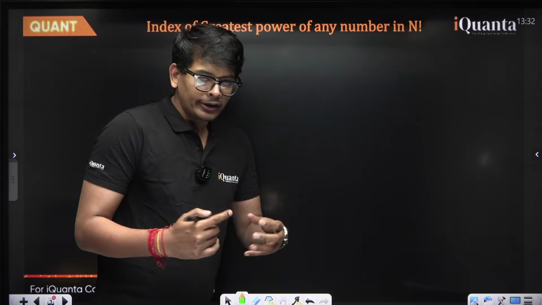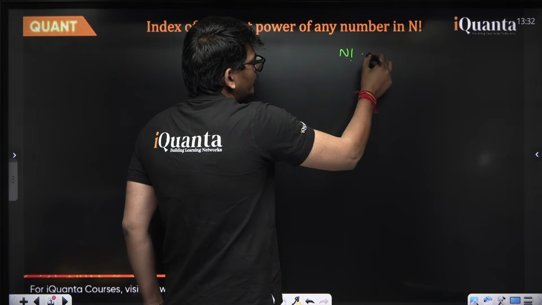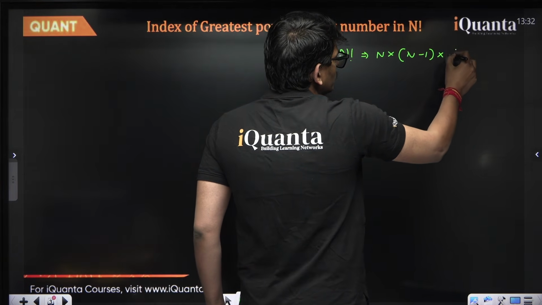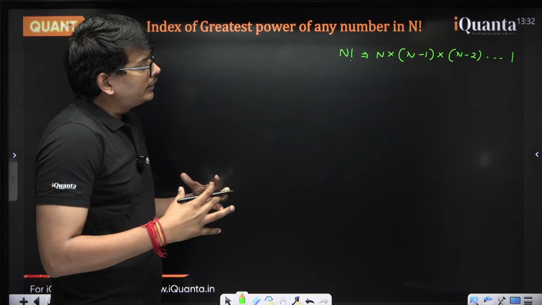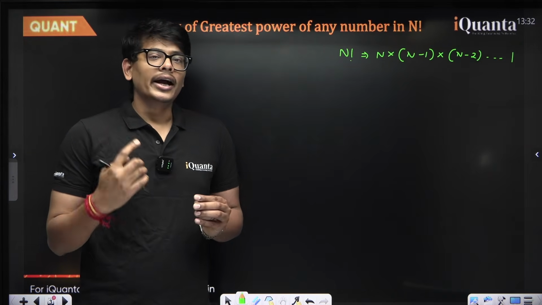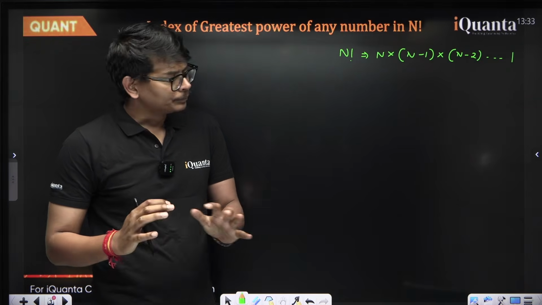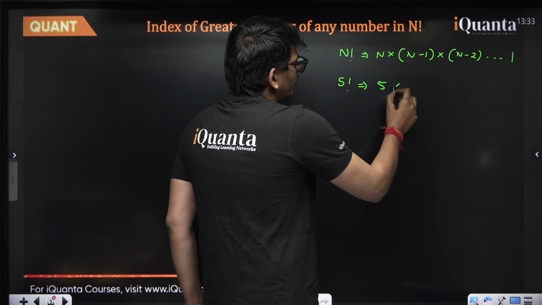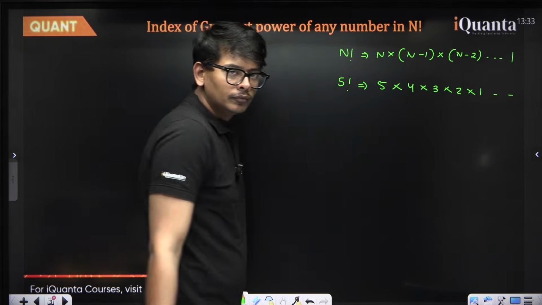So what is a factorial? If I talk about n factorial, it means n into n minus 1 into n minus 2 dot dot dot 1. That means n factorial is the product of n natural numbers till we get 1, right? So we multiply in a decreasing order. If I ask you what is 5 factorial, 5 factorial will be 5 into 4 into 3 into 2 into 1 and so on, right?